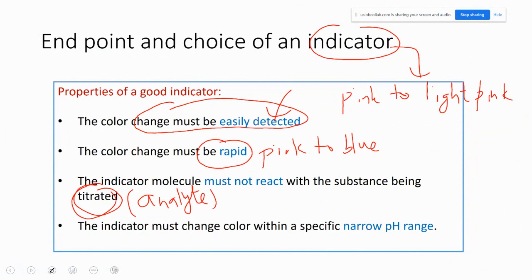Now, the next important thing is the indicator must change color within a specific narrow pH range. And this is kind of similar to why the equivalence point must be equal to the end point, kind of a similar idea. So these are the properties of a good indicator.